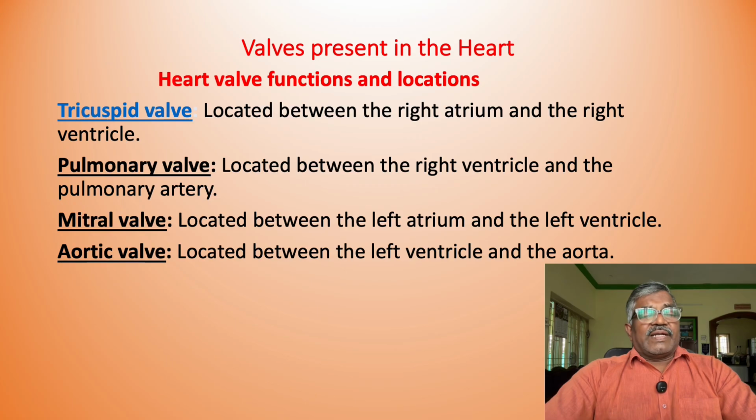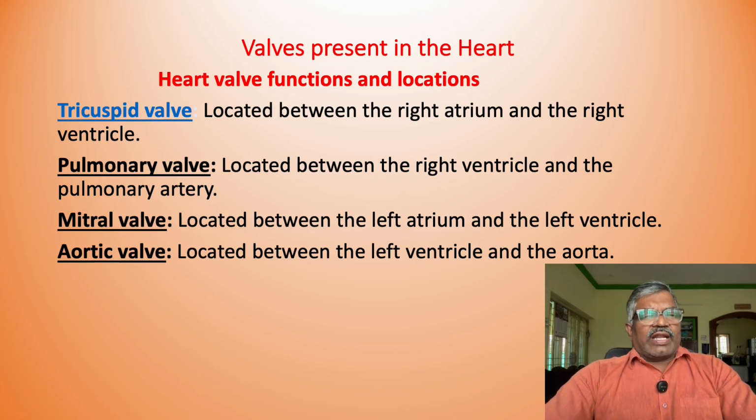Now we will discuss about the valves. What is a valve? You know that in tubes, in car tires and cycle tires, you can see the valve through which you can inflate air inside the tire. What is the function of the valve? It allows the air to go one side only. The same way, in the heart also there are 4 types of valves which allow the blood to flow one side only. It doesn't allow the backflow of the blood.